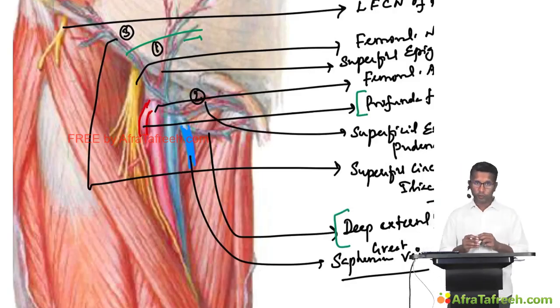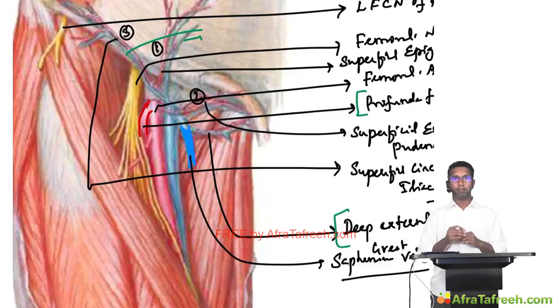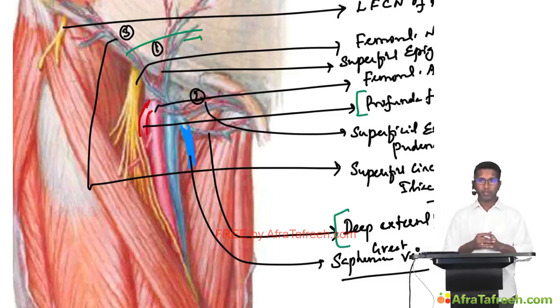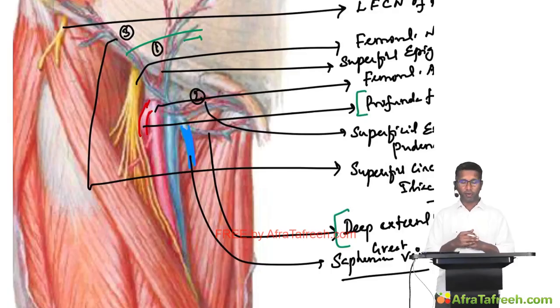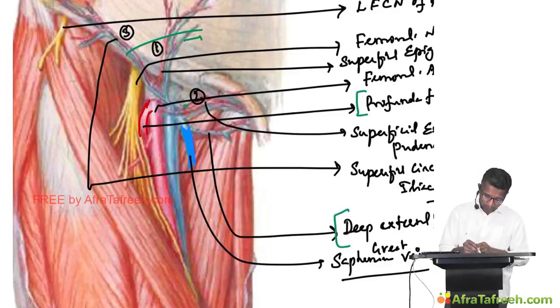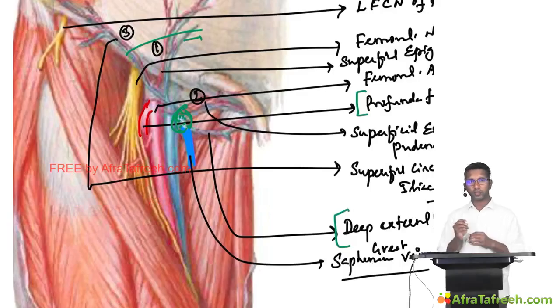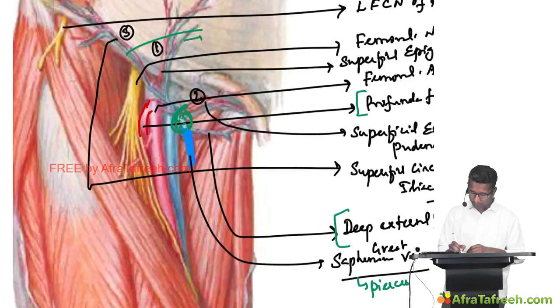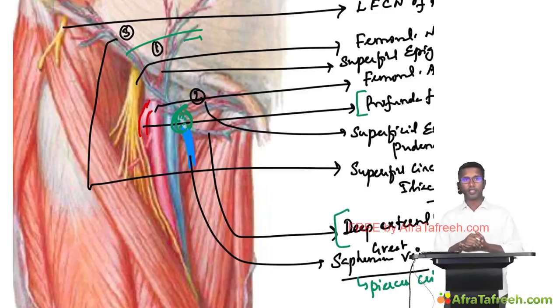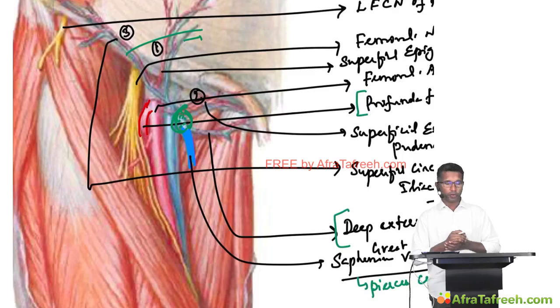This great saphenous vein opens into the femoral vein by passing through a fascia in the deep fascia. That fascia is called the cribriform fascia. You get a fascia here in the form of a cribriform plate-like structure. The great saphenous vein pierces the cribriform fascia and drains into the femoral vein. So these are all the important contents to be noted here.